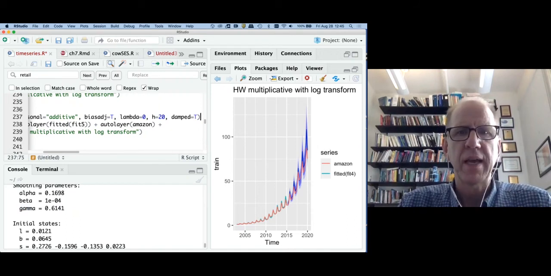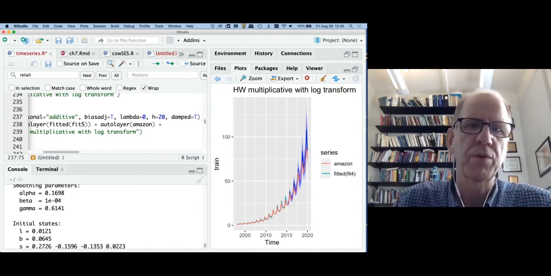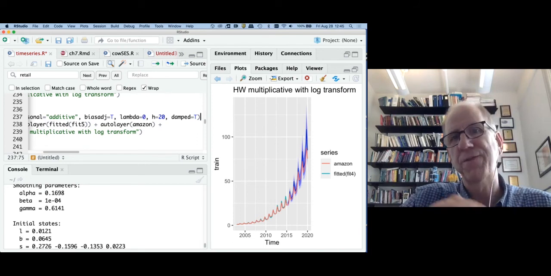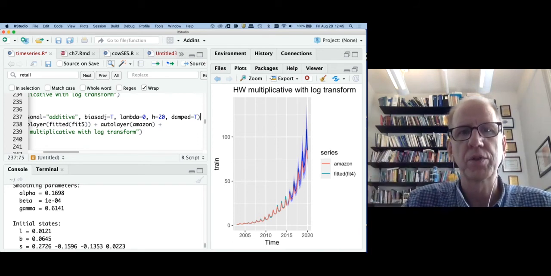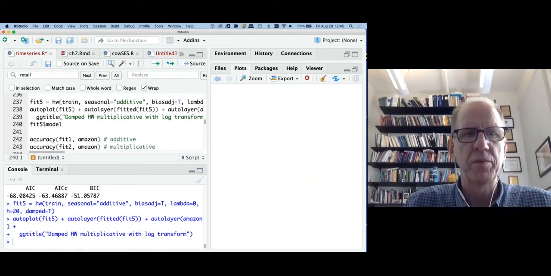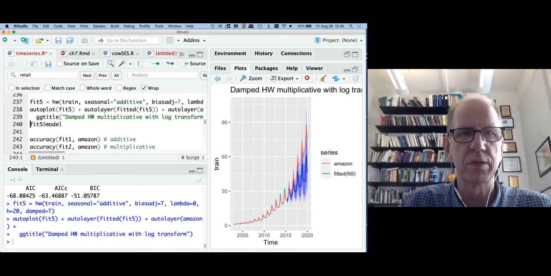Remember that damped trends get more conservative the further out we go. So the trend component of this is going to flatten out and approach an asymptote as opposed to continuing to go up in a linear way. And what we see is the damped trend does not look very good, so I'm not very pleased with this.